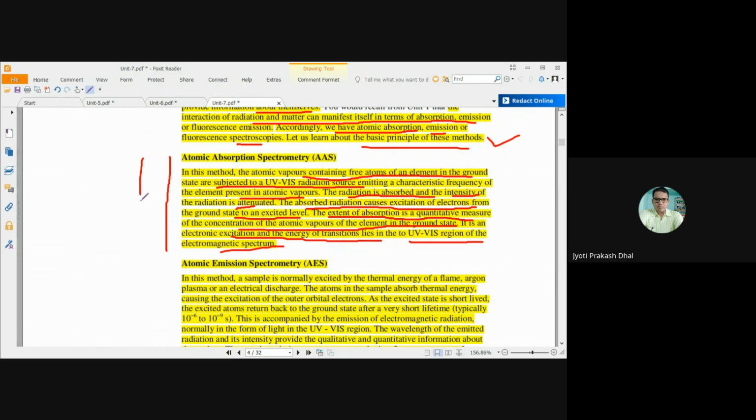So this is called AAS. That means in AAS, the atoms should be present in vapor form, that is, free, isolated gaseous atoms should be there, and after that the free atoms in the vapor state will be irradiated.